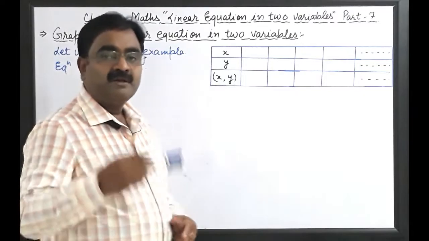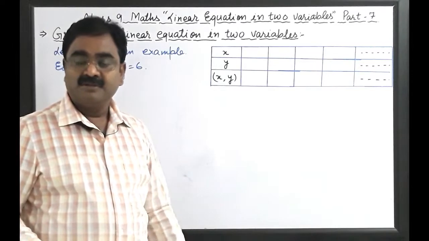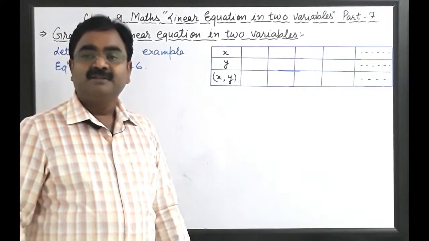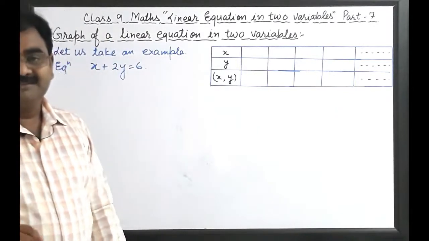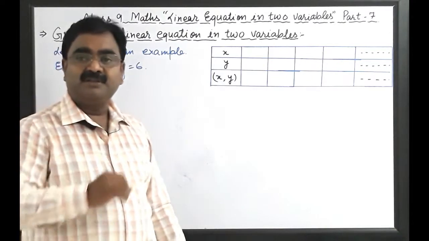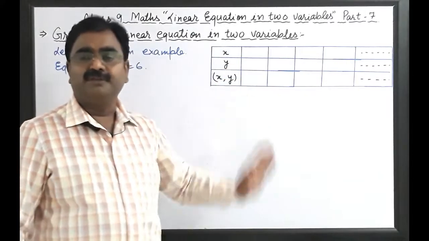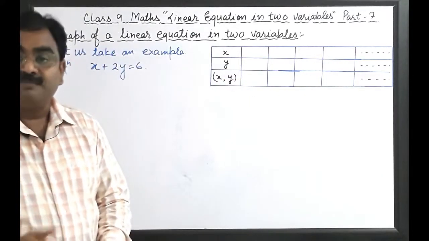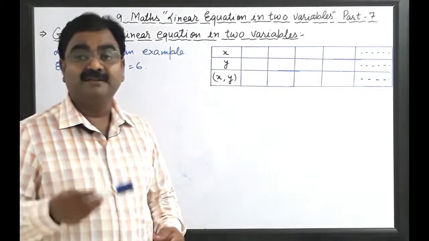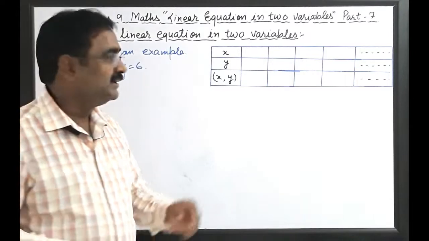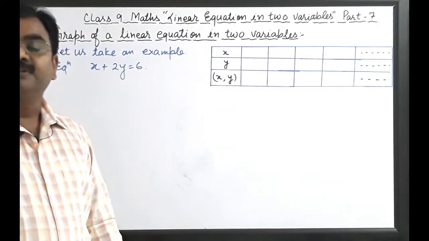Right children, here we are going to study about the graph of a linear equation in two variables. We have read the solution of this linear equation in two variables algebraically. With the algebraic method, we find how to get the solution of any linear equation in two variables. Today we are going to study the same thing, but here we are going to see what will be the graph of any linear equation in two variables.